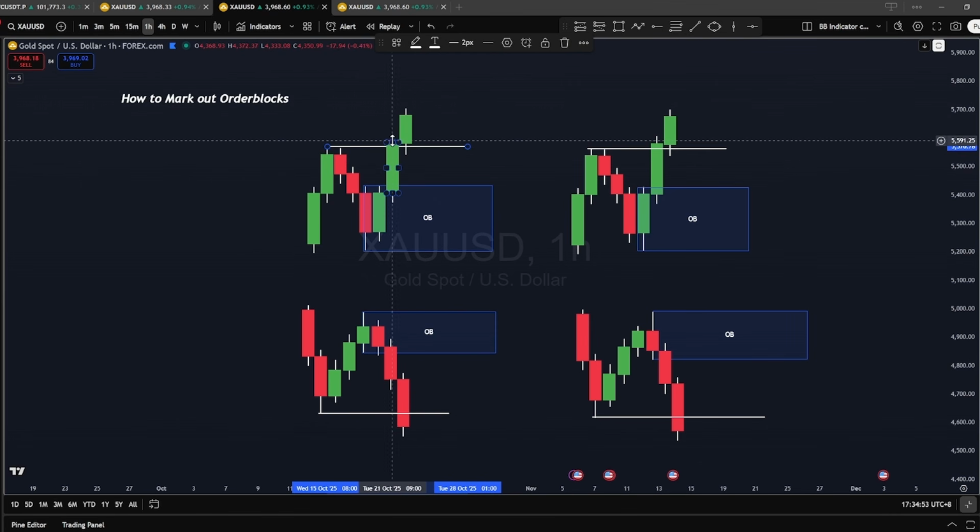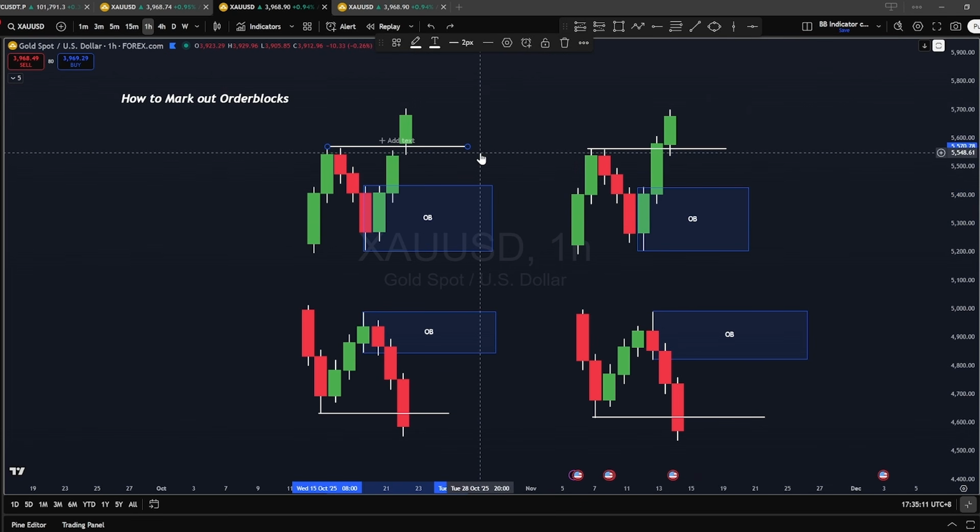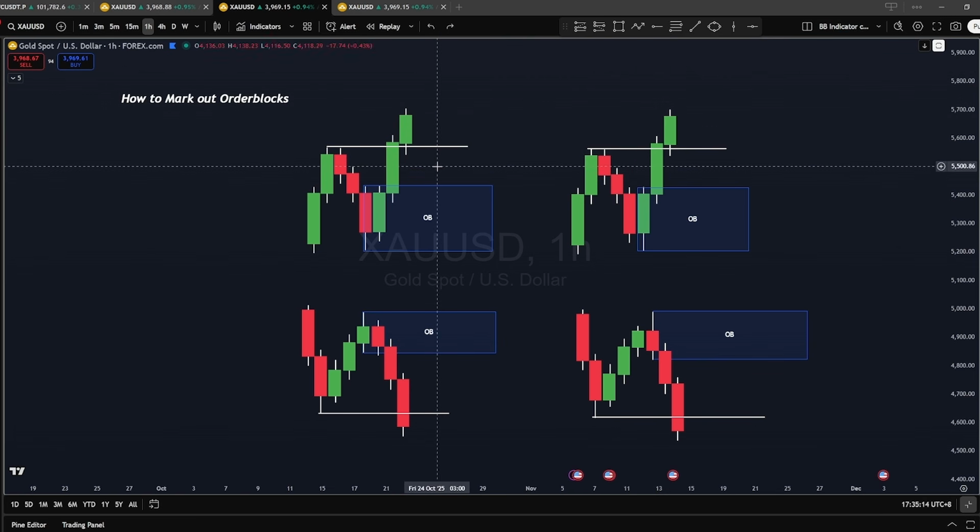If the market here does not create a break past like this, let me just remove this first and then bring it back later on. If this happens, this is not an order block. You must see price break structure. Only once price breaks structure like this, then and only then can you mark out your order block. And from there, you can then identify the origin of the move, which is the last candle. If you don't have a structure break, then you don't have an order block.